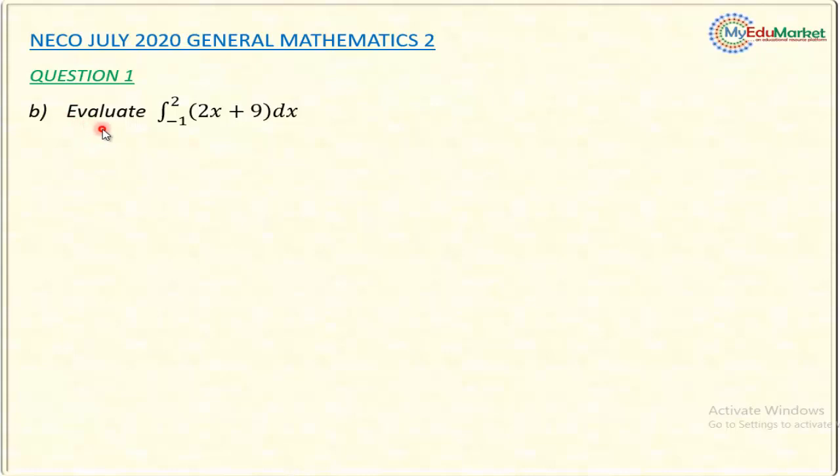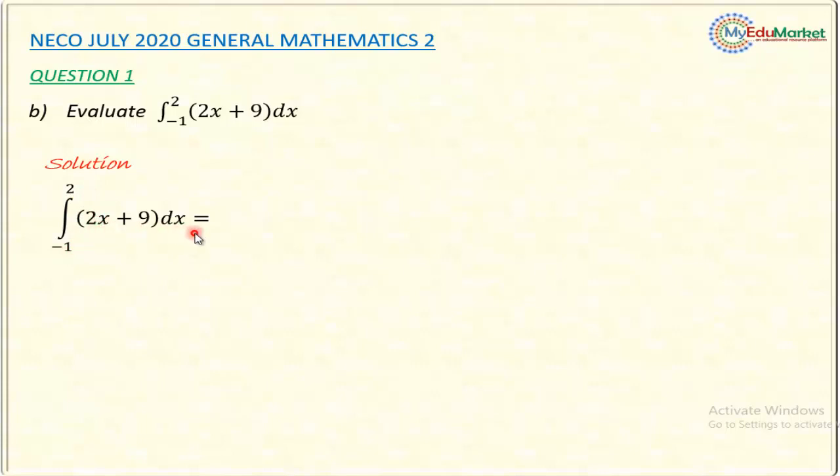This question says evaluate the definite integral from -1 to 2 of 2x plus 9 with respect to x. So let me attempt to do that. Solution: I copy the problem. To evaluate means finding the value of this integral from the limits -1 to 2 of this function 2x plus 9 with respect to x.